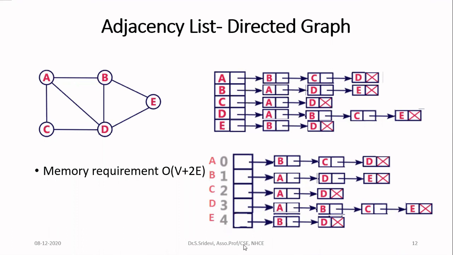Create an array of pointers. The number of entries in the array will depend upon how many vertices you have. So I have 5 vertices. So I have 5 entries here. In all the entries, I'm going to store only the address of the linked list. Memory requirement for this particular adjacency list for the undirected graph will be like this. First, you are creating an array.